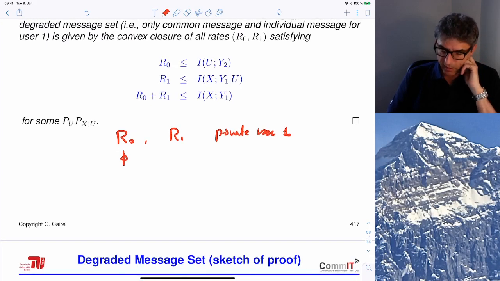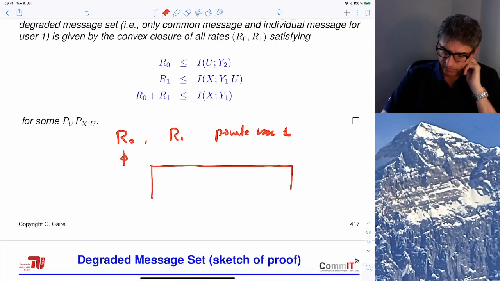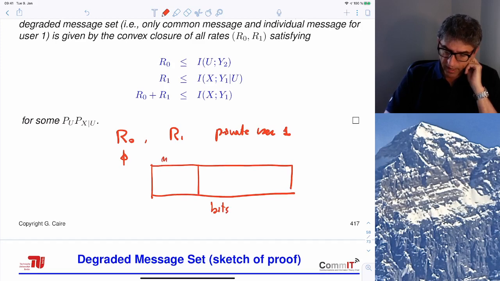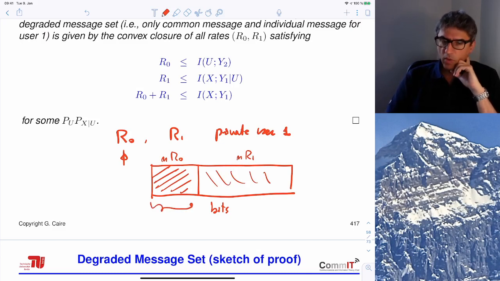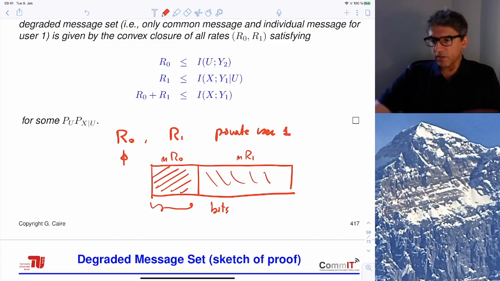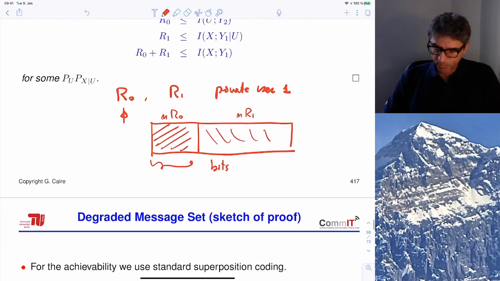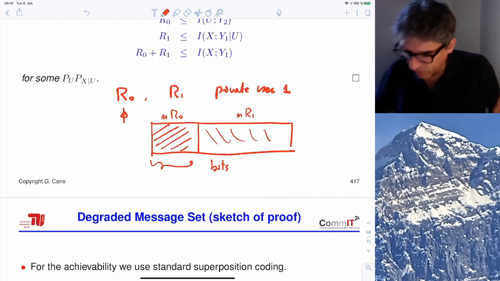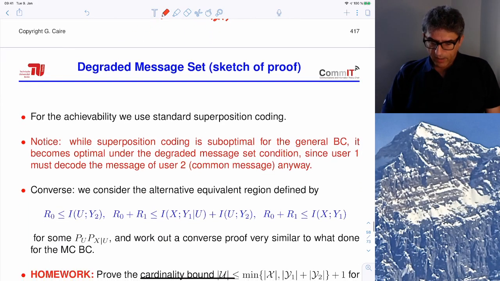This is called degraded message set because, in a certain sense, you may imagine that we have a string of bits, and we may say that the first nR0 bits are common, and then the remaining nR1 bits are only for user one. So in a certain sense, user two gets a subset of the bits of user one. So there is this degradation in the message, in the sense that one user wants a subset of the bits of the other user. Which is precisely compliant with the idea of having a standard definition common message and high definition refinements.